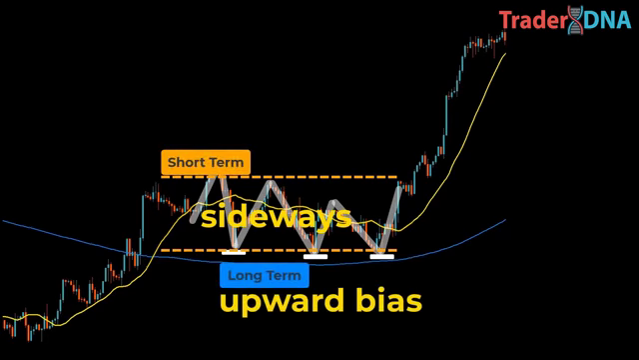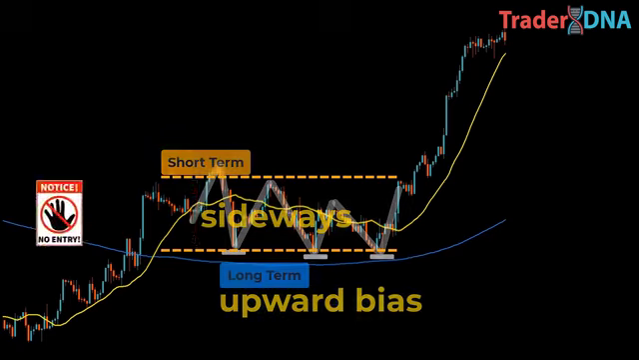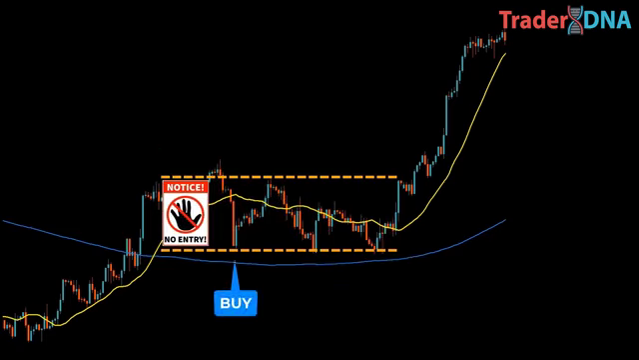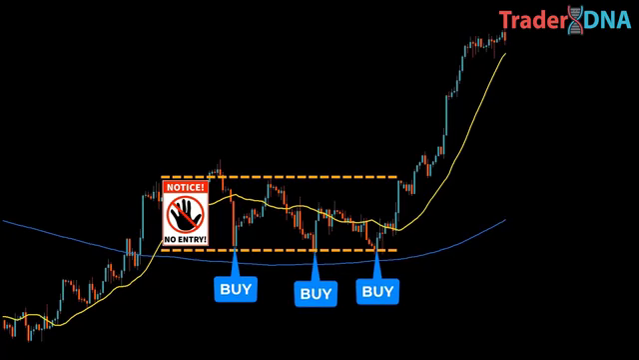In such a situation, we have a couple of options. We could avoid trading altogether due to the lack of clear direction in the sideways market, or we could place buy trades near the lower end of the range, where the price tends to find support. What we definitely shouldn't do is enter sell trades at the upper end of the range, because that would go against the long-term upward trend.